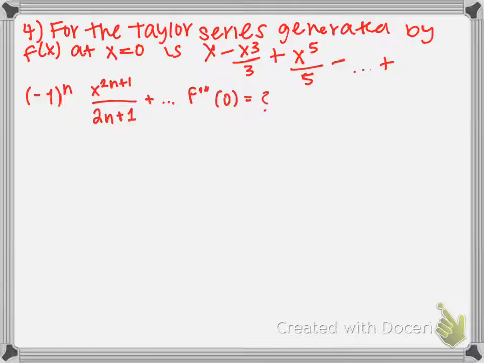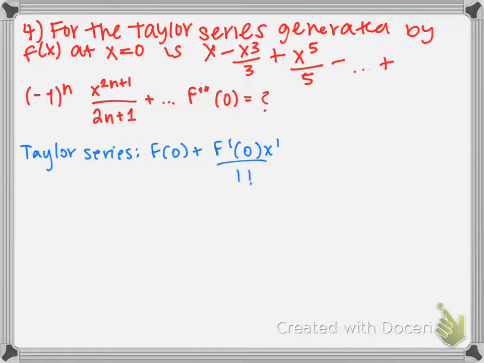So a Taylor series is defined by f of 0 plus f prime of 0 x over 1 factorial plus f double prime of 0 x squared over 2 factorial plus f triple prime of 0 x cubed over 3 factorial, plus f to the n of 0 times x minus a to the power of n over n factorial.